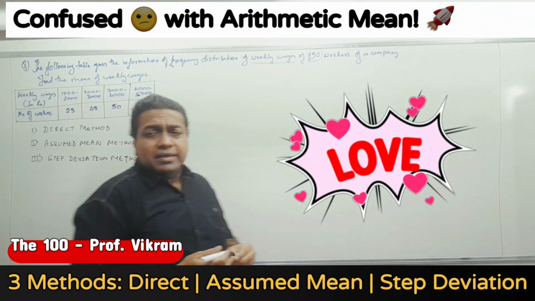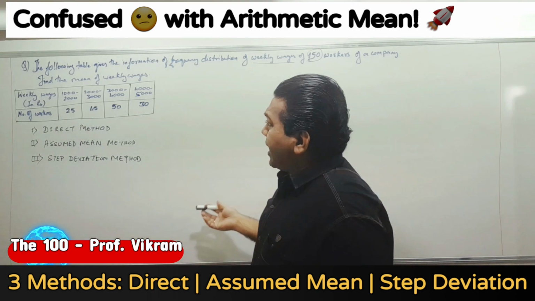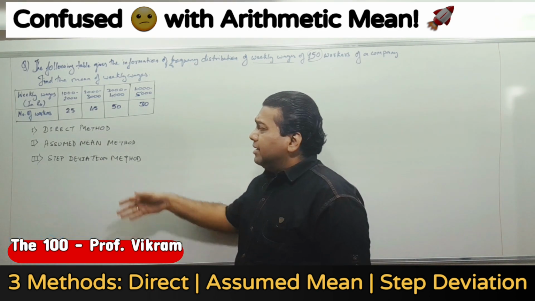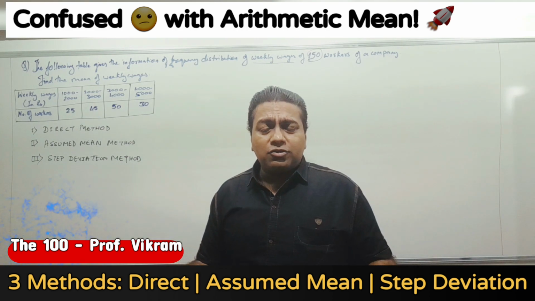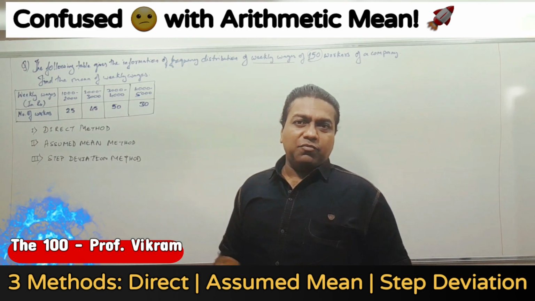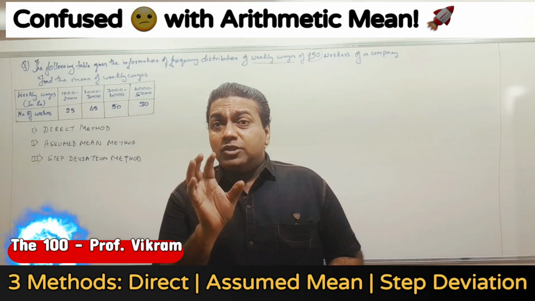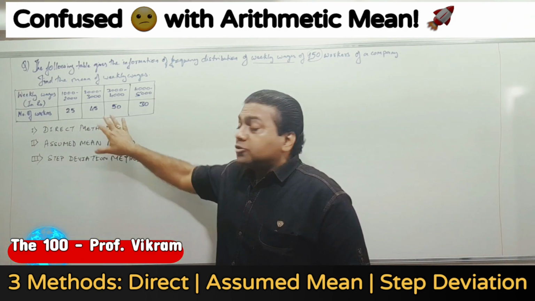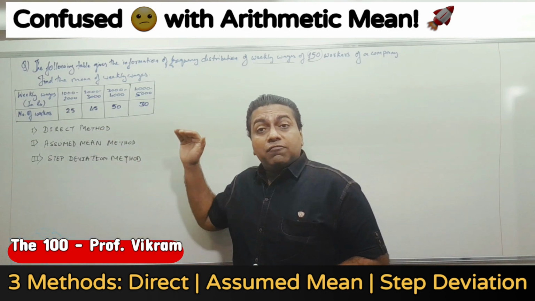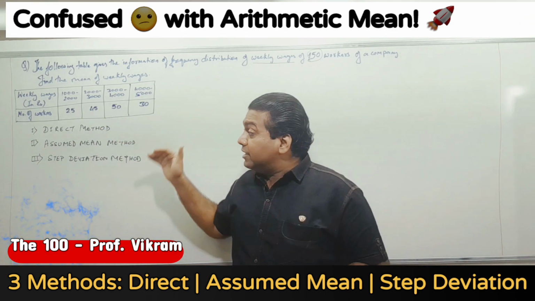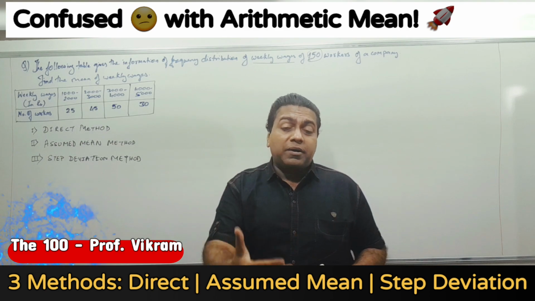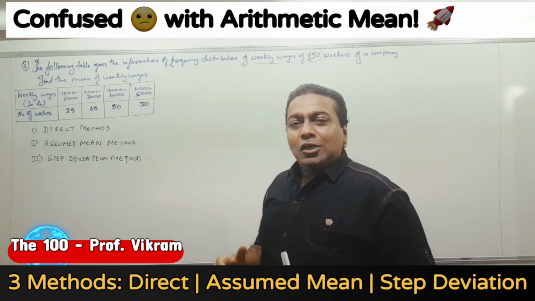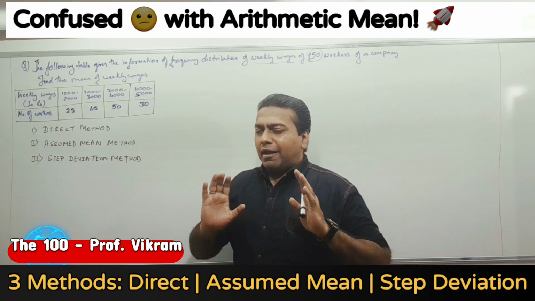Now you may ask me, Professor, why do we need these 3 methods actually? Why can't we directly have one simple method to find out the mean for any kind of tabular data given to us? Please keep this question in mind, because I'm going to explain why there are 3 different methods, and for which kind of tabular data which method is more suitable, so that you can use it and get to the final answer.